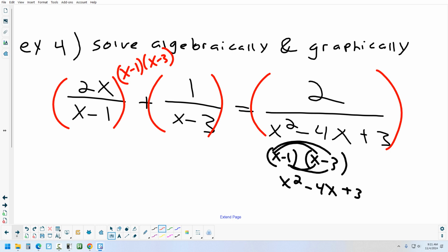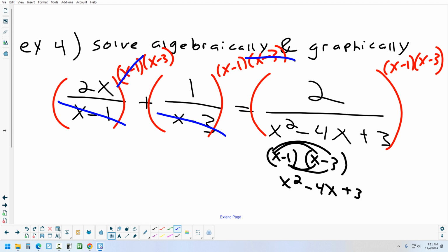Okay, x minus 1, x minus 3. X minus 1, x minus 3. X minus 1, x minus 3. Okay. What is going to cancel out in the first fraction? X minus 1. Divided by x minus 1 times x minus 1. Yep. What's going to cancel in the second fraction? X minus 3. Divide by x minus 3 times x minus 3. And in the third fraction? The whole thing. That times that is that.